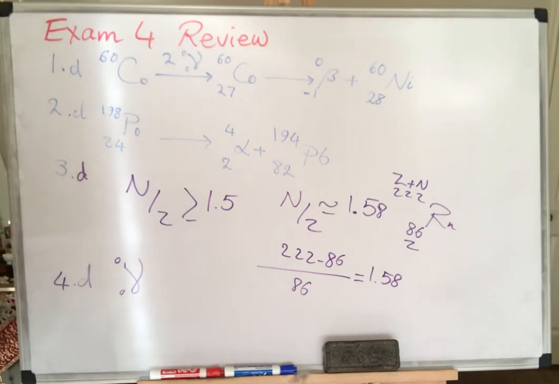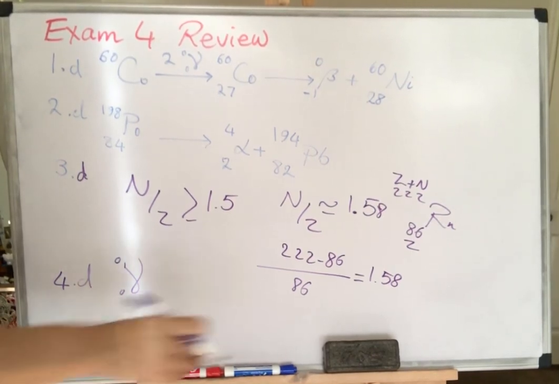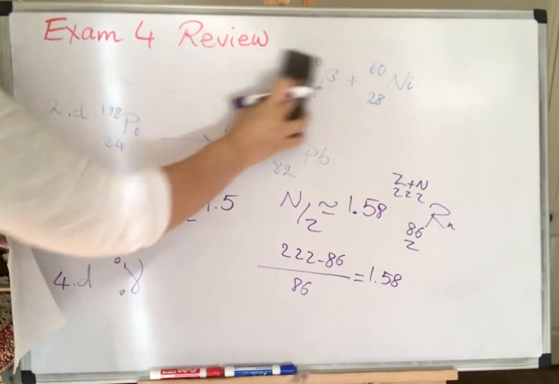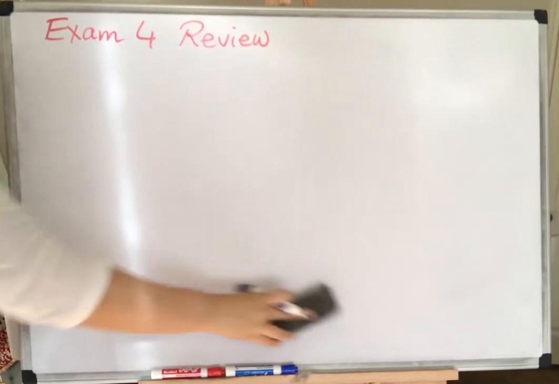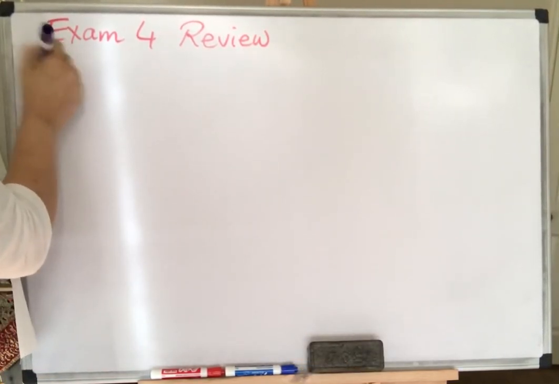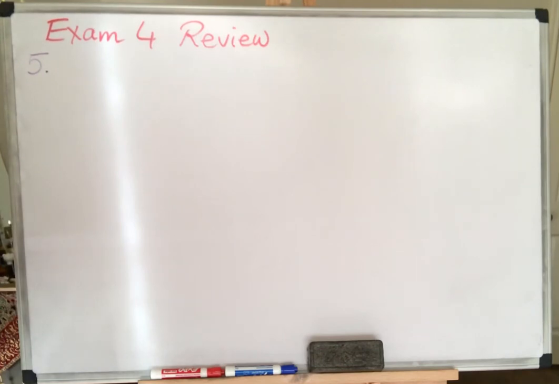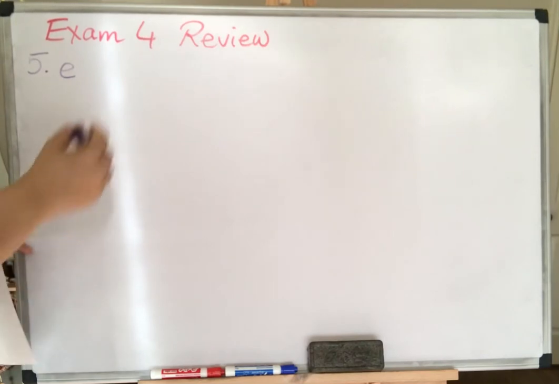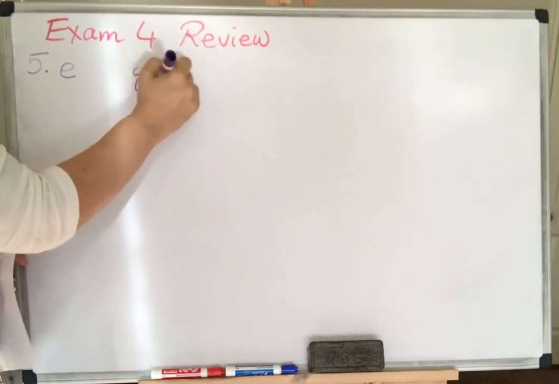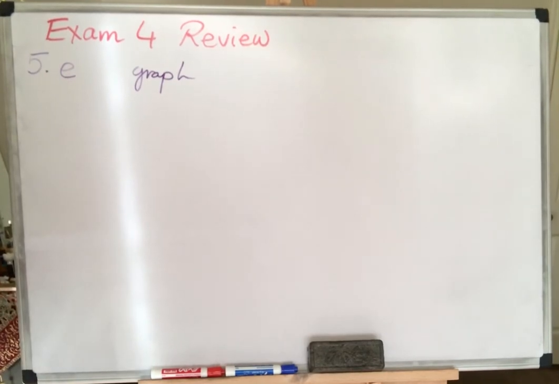Question number 5. A nucleus located to the left of the band of stability is expected to undergo what type of nuclear decay? The answer is electron or beta emission, E. Just refer to the graph you have on the PowerPoint slides. You need to know that graph.